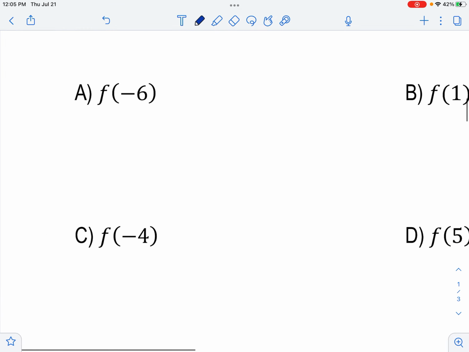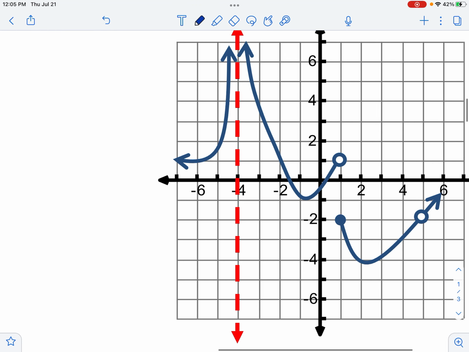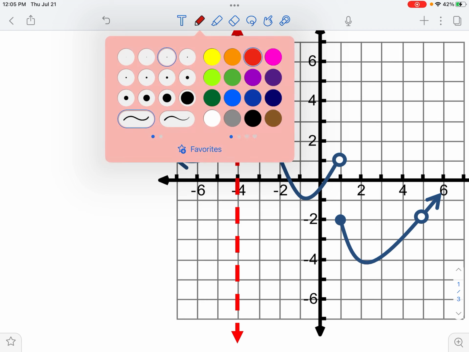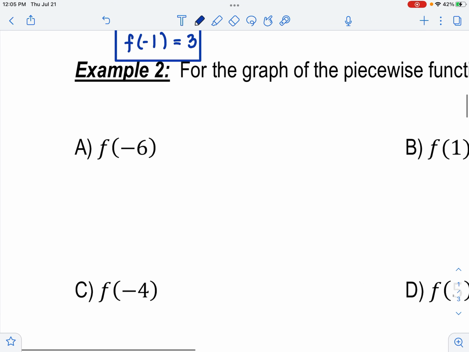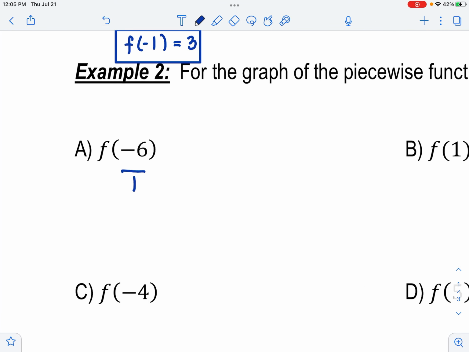Our first one is f of -6. So when x is -6, what is y? So we're going to look at where -6 is. -6 is right here, okay? And we want to look at what is y then. So we're looking for the blue pieces of the graph. If you look right here, when x is -6, y is 1. So when x is -6, y is 1. And you can just box it like this, or you can put equals 1, whatever you want to do, okay?